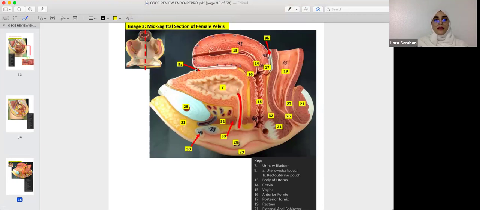In regards to 9A, we have the uterovesical pouch. So utero, from the word uterus. So uterovesical, vesicle, which is the urinary vesicle or the urinary bladder. So uterovesical pouch, it's this one in here.